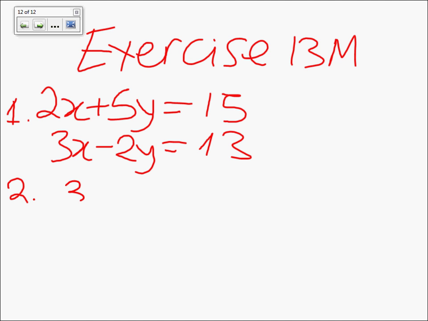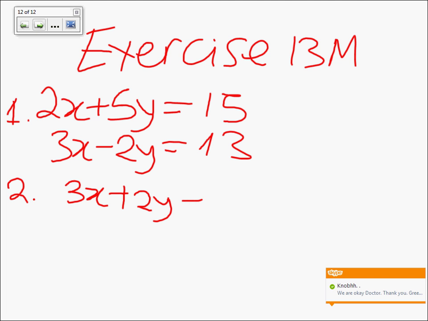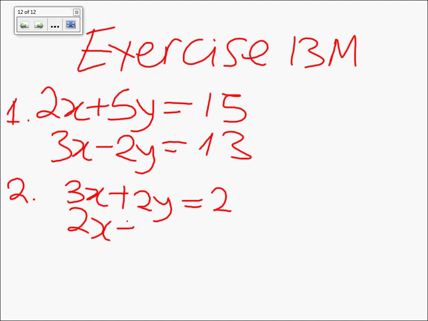And also I'd like you to attempt the following. Question 2: 3x plus 2y, and 2x plus 7y is equal to 13. Try those ones.